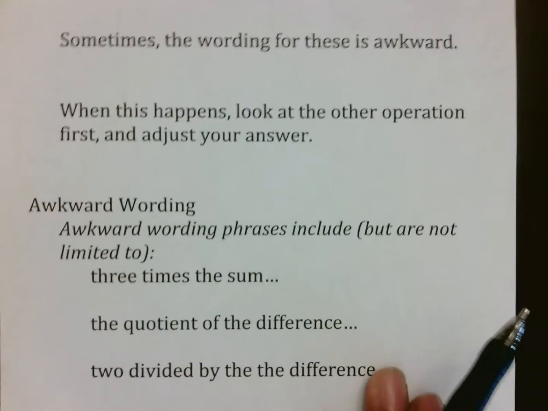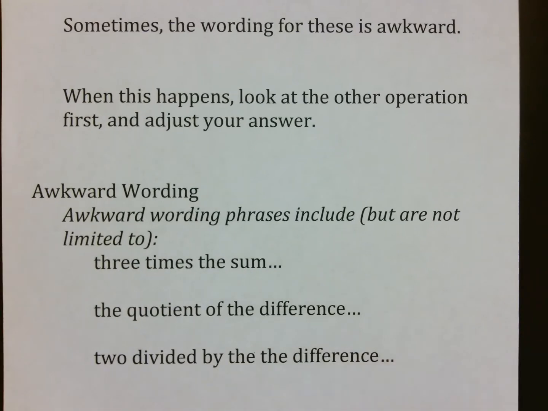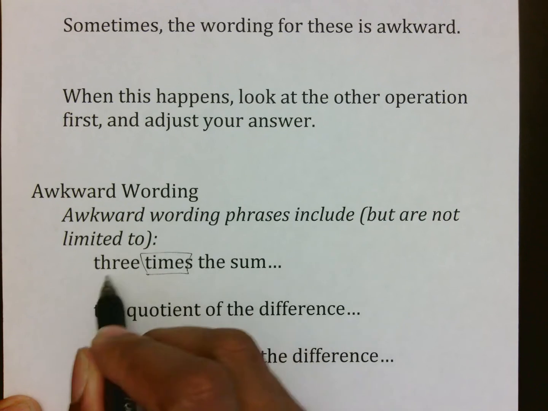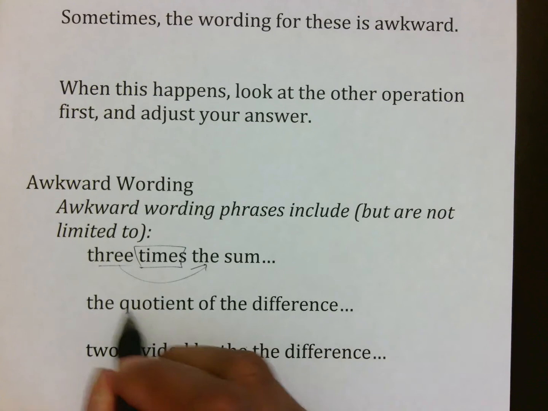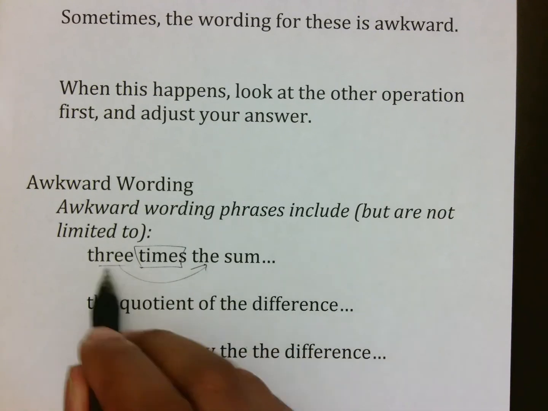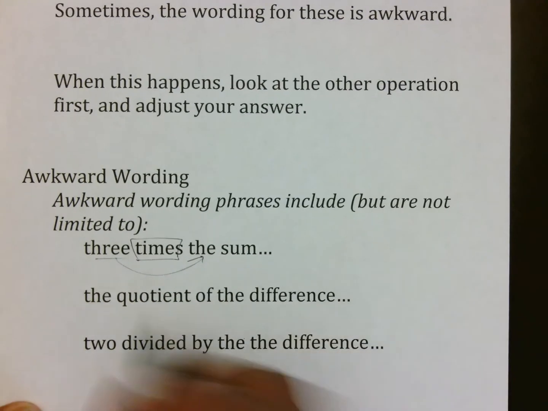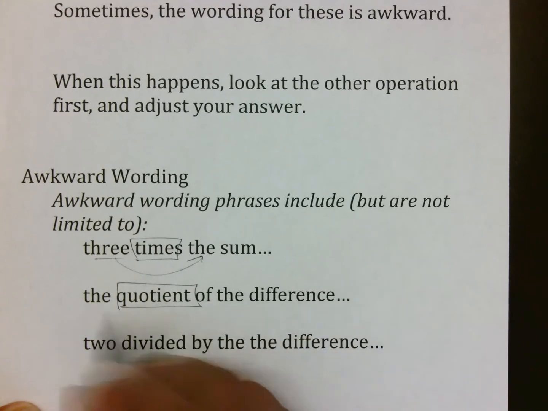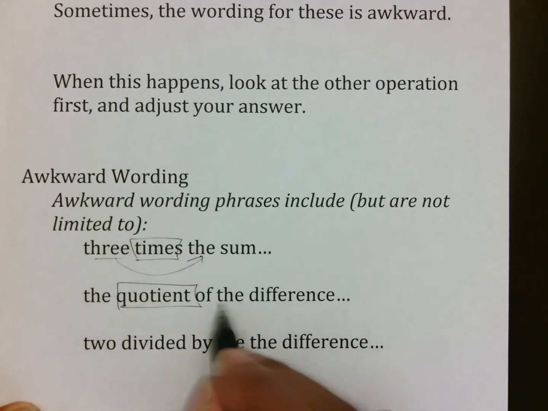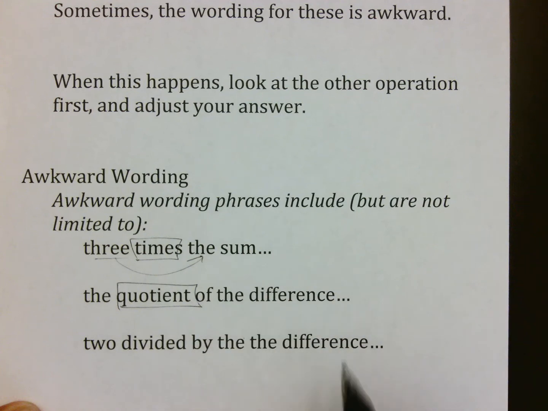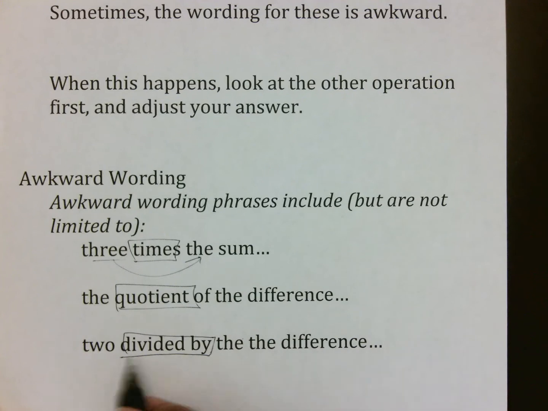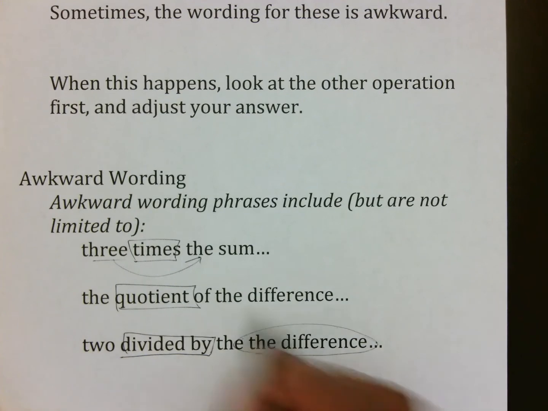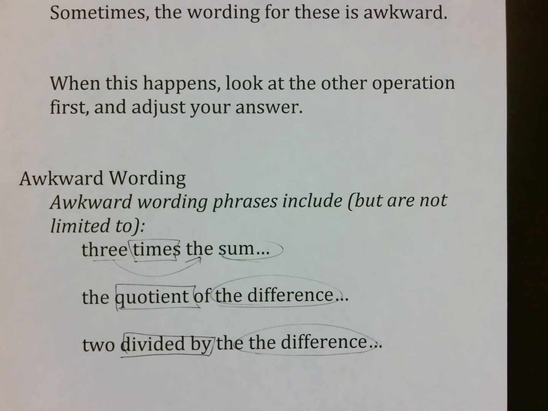Your awkward wording phrases include, but are not limited to, something like if you saw 3 times the sum. How do we do 3 times a sum? I don't know, that doesn't make sense. You would see 3 times a number or a number times 3, but 3 times the sum is a weird wording. Another one would be something like the quotient of the difference. Again, how do you do the quotient of the difference? That doesn't make sense. Again, the wording of it is just weird, and that's why it doesn't work. 2 divided by the difference. Again, doesn't make sense, because usually we're used to having some value in these spots. So that awkward wording is something that you need to look out for. Alright.